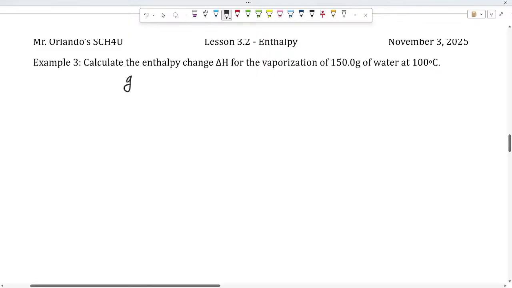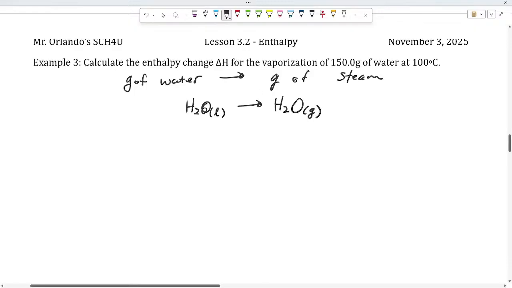We have grams of water, right? And we're going to turn that into grams of steam, right? Because that's what we're doing here. But what we're saying is H2O as a liquid is going to turn to H2O as a gas. When that happens, is this going to absorb energy or release energy? Absorb energy. How much? 40.8. 40.8 what? Per?